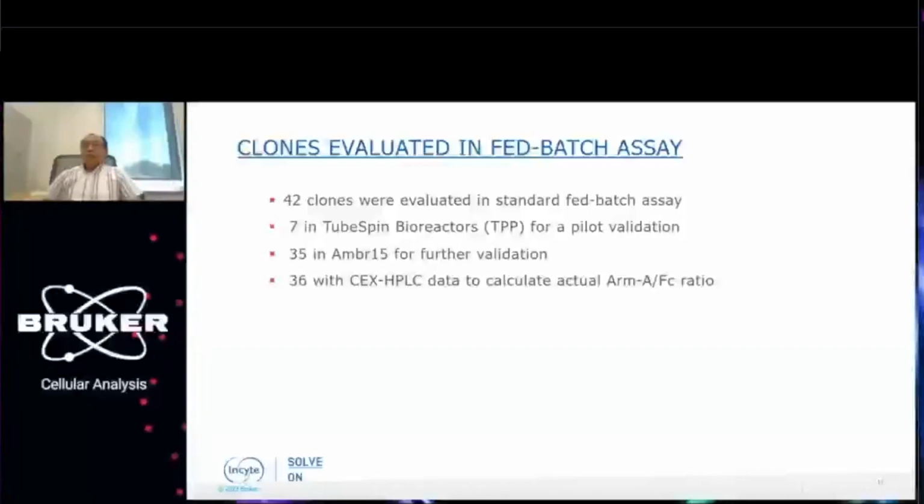and the selected lower titer clone has low fed batch titer. This indicates that the assay is valid, and we performed further validation in Ambr 15 for 35 clones. Of the total 42 clones, 36 have CEX HPLC data to calculate the actual RMA to FC ratio. We couldn't get enough material for quality assays for the other 6 clones because the titer is too low.